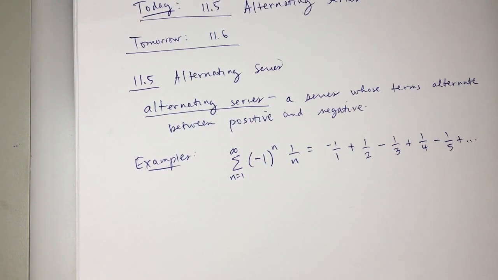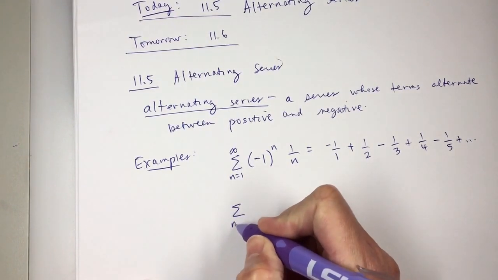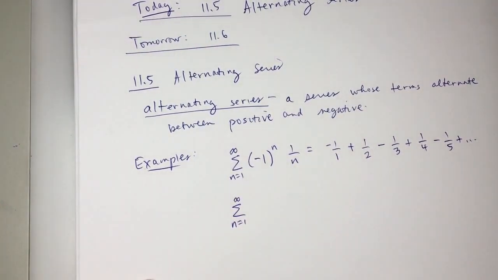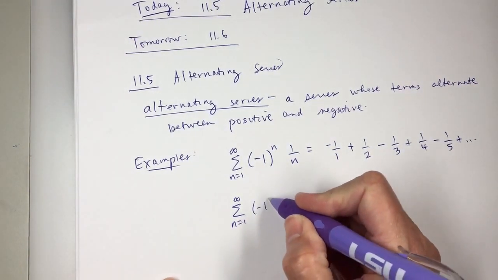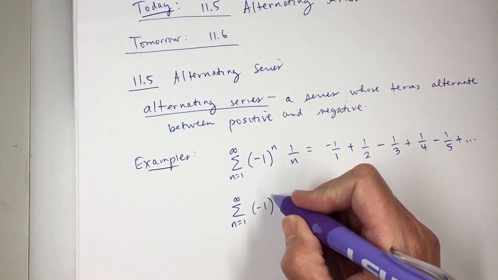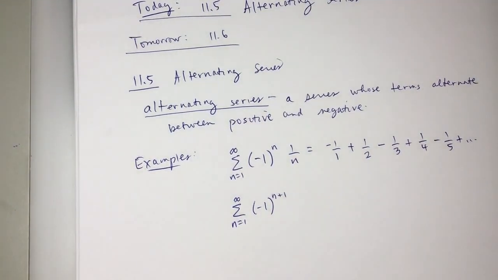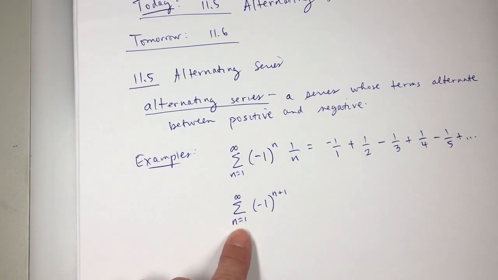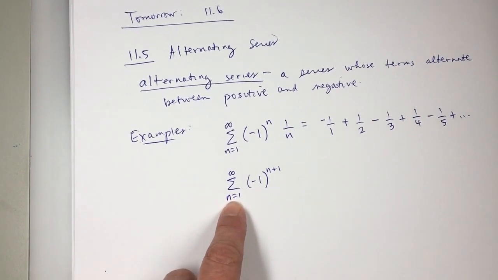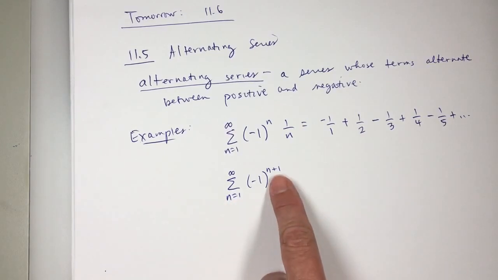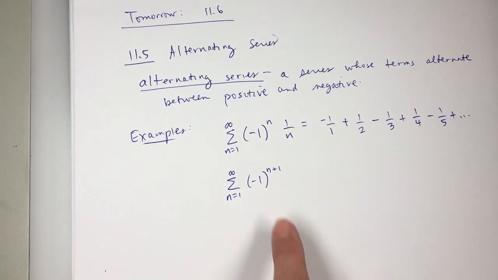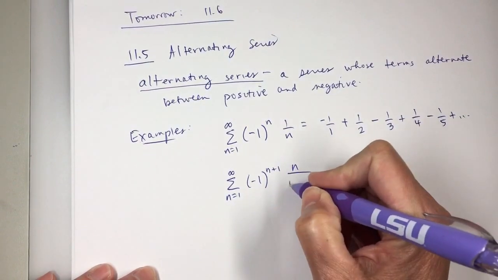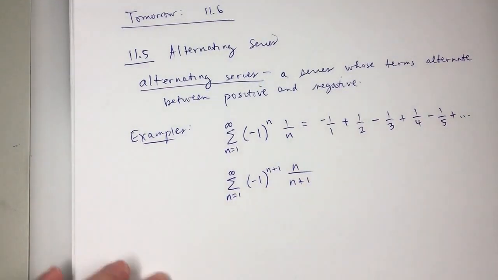Here's another example. The sum as n goes from 1 to infinity. This time, if I want the first term to be positive, I would put something like (-1) to the n plus 1, or n minus 1. And then I've got to pay attention to what n is starting with. It's starting with 1, so 1 plus 1 is 2, and this first term would be positive. And then I'm going to put n over n plus 1, so (-1)^(n+1) times n over n plus 1.